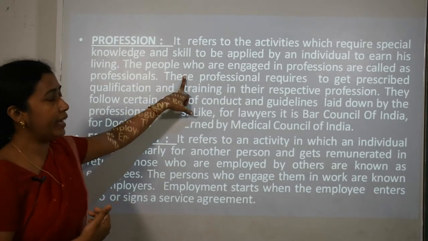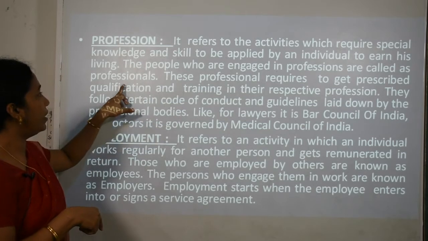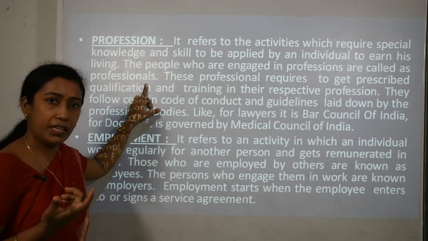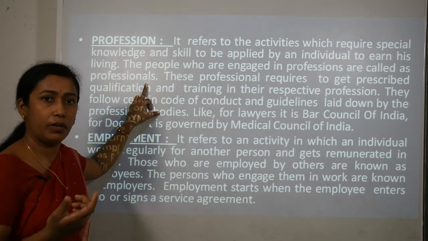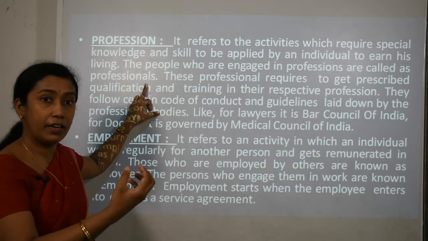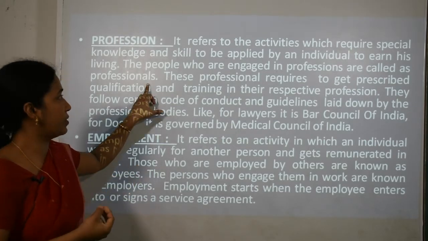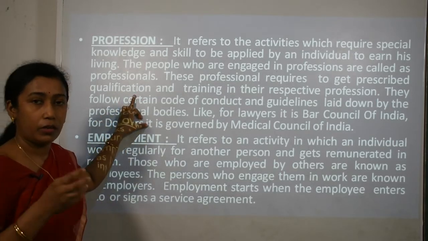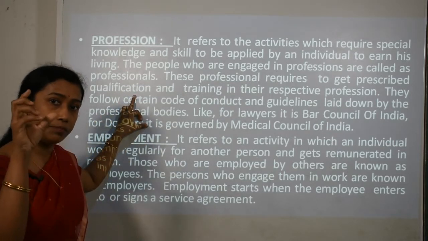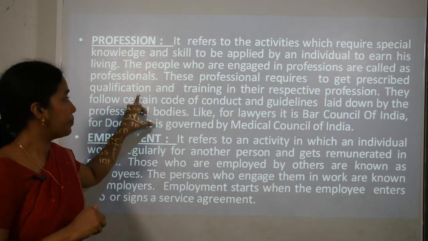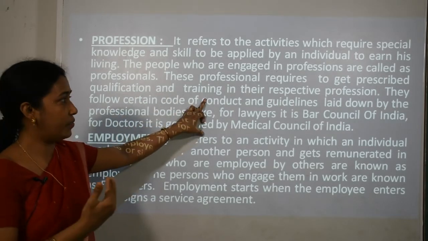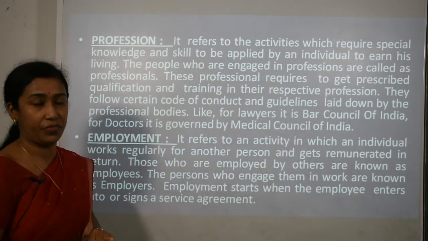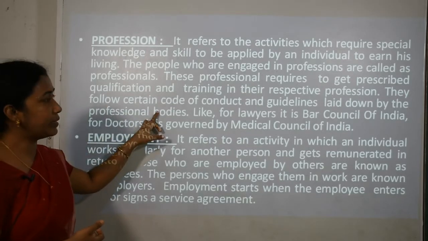The people who are engaged in professions are called professional people. A teacher is even called a professional, as are a doctor and an engineer, because they have all gone through certain qualifications. These professionals are required to get the prescribed qualification, which is prescribed by a certain organization, and the training they have gone through in their respective profession, and they follow a certain code of conduct.